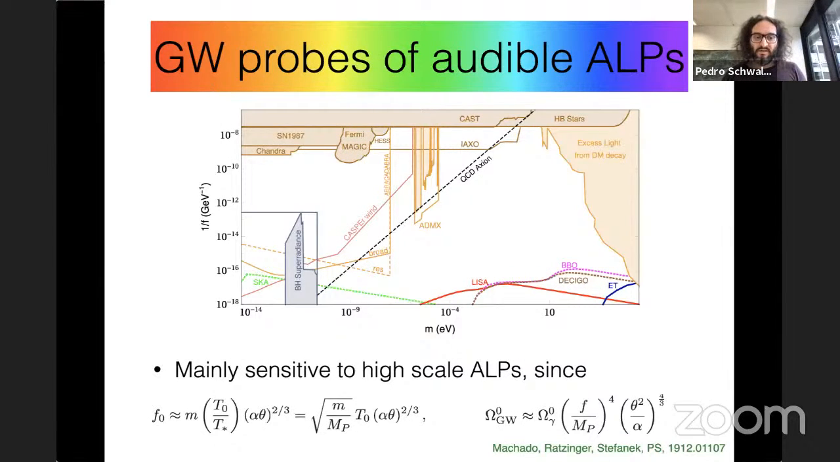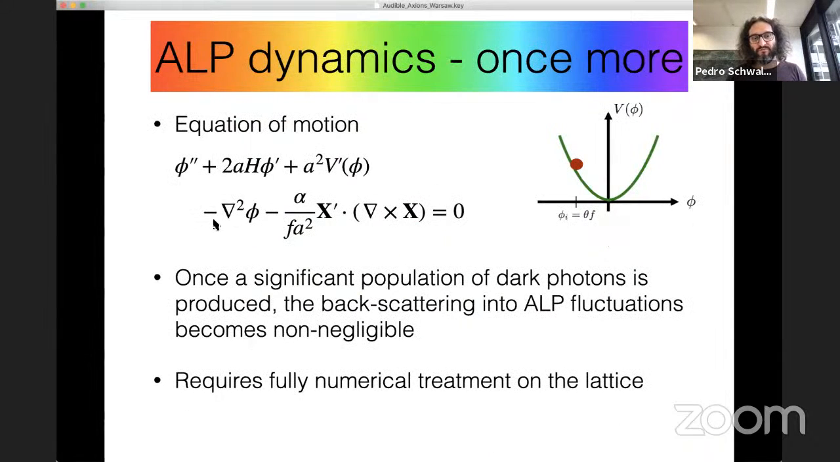So that's kind of the first part of this story. Now, there was one more term which we had neglected in the equations of motion, which is this gradient term here. We initially assumed that the axion field stays homogeneous while all this happens, so that we only consider the zero mode. Of course, once you produce a significant population of dark photons, they will start to backscatter into ALP fluctuations, and therefore this gradient term will become non-negligible at some point.